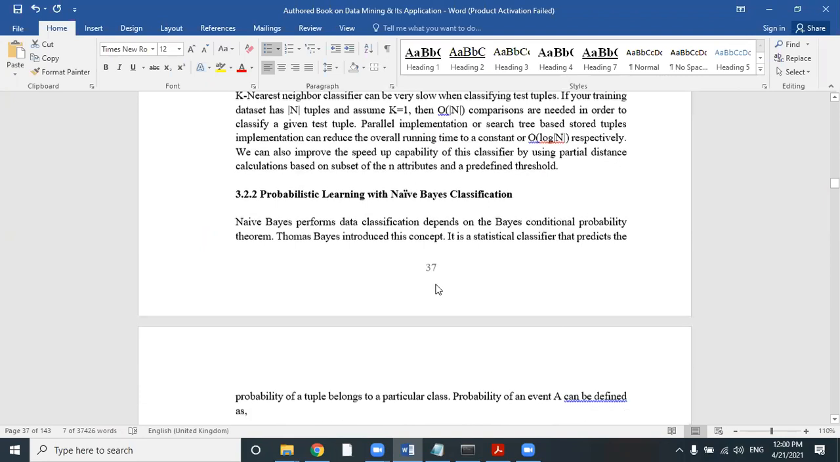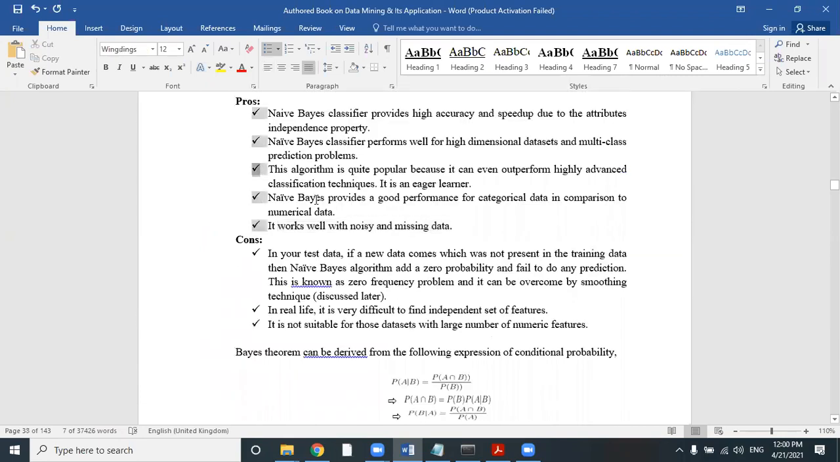Naive Bayes is a well-suited classifier for handling noisy data and missing data. I already discussed noisy data and missing data extensively in the data pre-processing class. I think all of you remember it. So naive Bayes performs very well in case of noisy and missing data, whereas KNN performance is bad compared to naive Bayes in case of noisy and missing data.